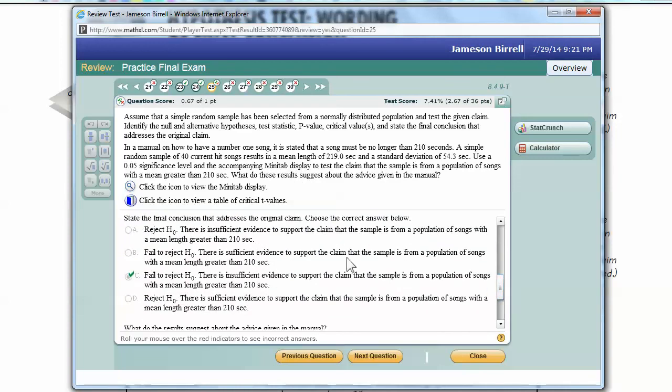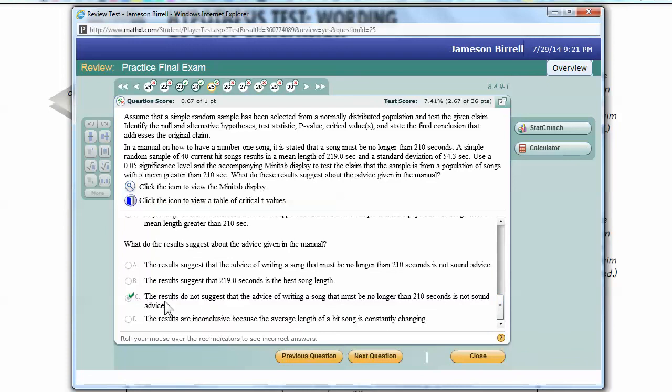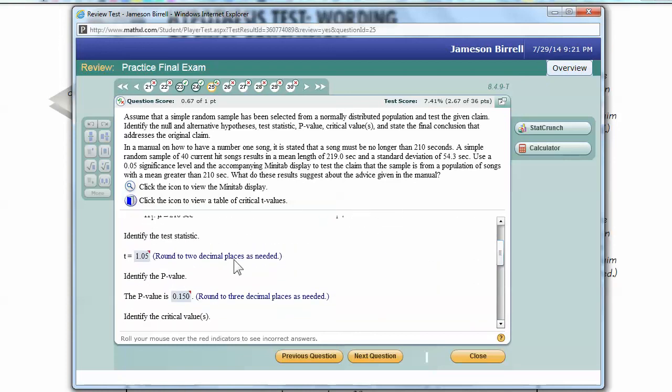But our final conclusion here: fail to reject null, sufficient evidence to support the claim, and the results do not suggest, this double negative, that it's not sound. That was fine. So in essence, we were there. I just need to pay attention to my rounding here. If it was the difference between a pass or fail on the test, and that was an issue, you should certainly bring that up to me, and we can talk about it.